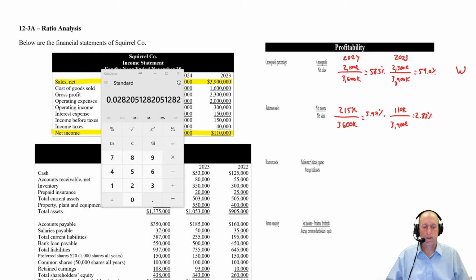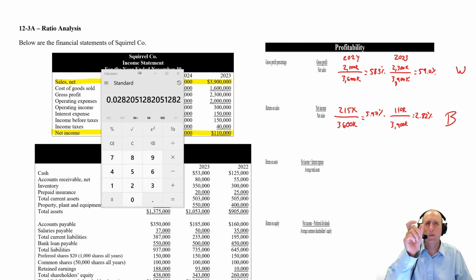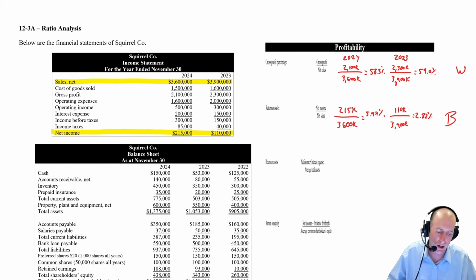So again, this is a measure of how well we're converting sales into profits. This year, 6% of every sales dollar becomes a profit dollar. Last year it was about 3% of every sales dollar becomes a profit dollar. You'd rather be more profitable. So this is much bigger, much better. The gross profit percentage was marginally worse, not much worse. Return on sales, much better. So the better here is much more important to me than the worse in the line above.